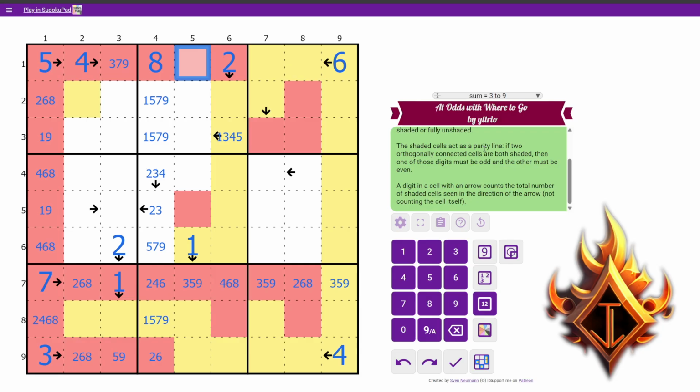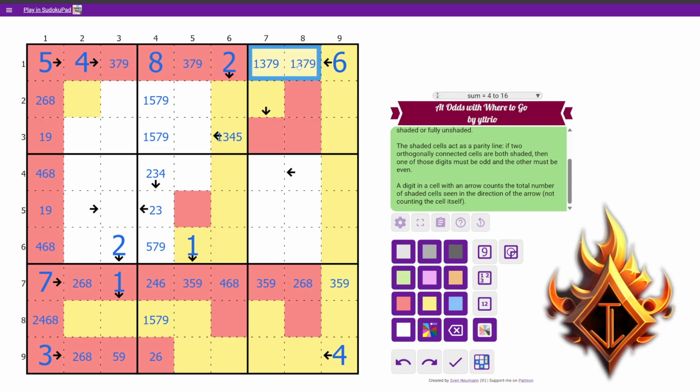This is 379. And this has all of its even. So these are 1379. This is at least 2. With a maximum of 5.